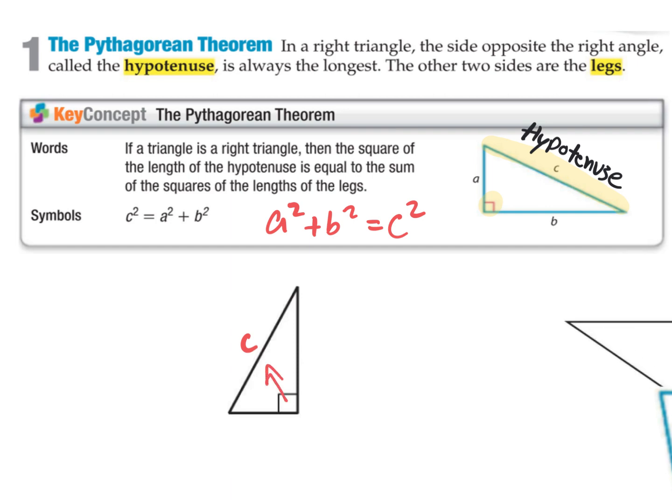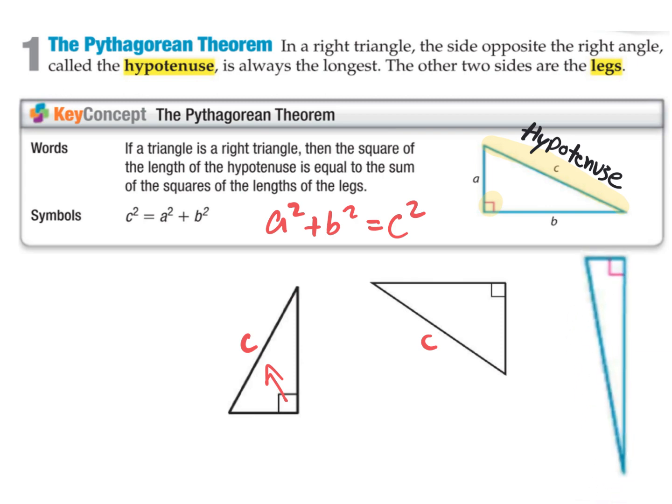How about this guy right here? Is this the hypotenuse? No. Is this a hypotenuse? No. Is this a hypotenuse? Yes. Why? Because it's opposite of the 90-degree angle. C value's right there, okay? How about this guy up here? Here's a 90-degree angle. Opposite would be this side right here. So this side right here would be the c value, okay? The hypotenuse, the longest side.